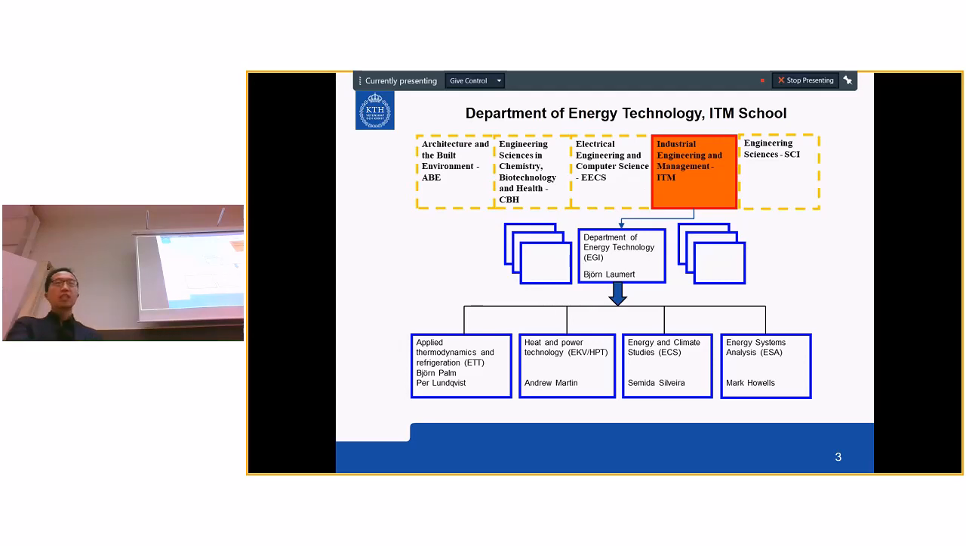And then this is the overview of the Department of Energy Technology. This course is given by the Division of Heat and Power. This division is part of the Energy Technology Department, which is one of the departments at the ITM school. ITM stands for Industrial Management and Engineering. There are 5 schools at KTH. They downsized from 11 schools previously, from 2 years ago, to now 5 schools. So those are the different schools.